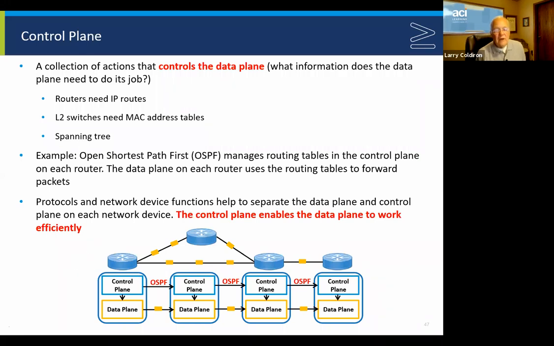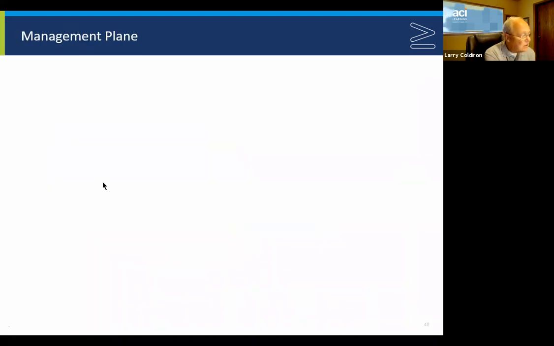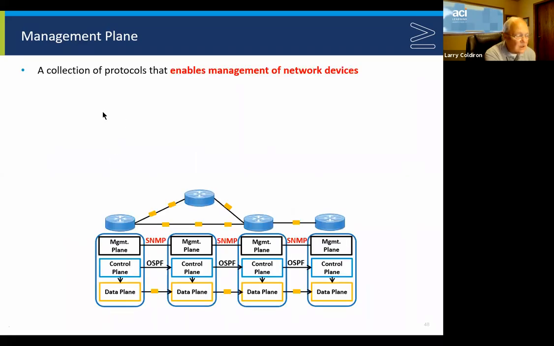Protocols and network devices function to help separate these two planes. The control plane enables the data plane to work efficiently. The control plane sends the information to the data plane, and I guess there's probably not too many times that we can say that, but that's where we're going with these things.